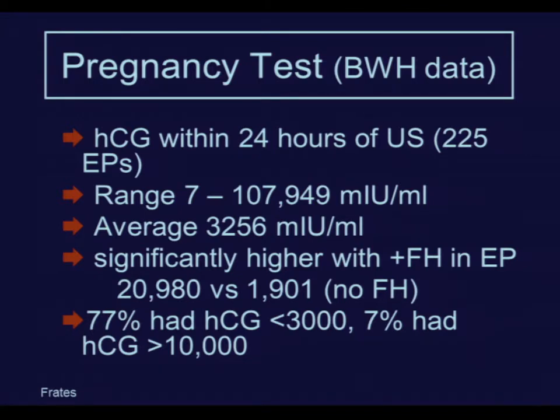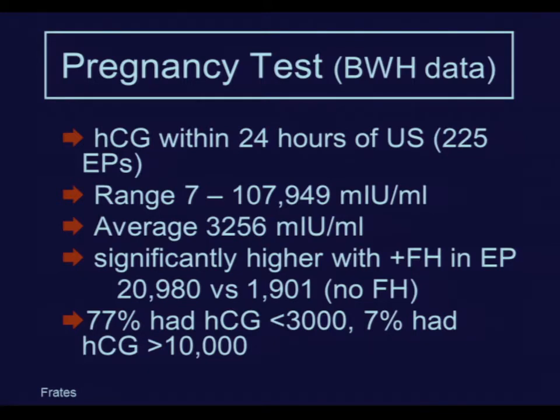In these patients, the range of HCG levels went from 7 to a high of 107,949. The average HCG level in our patient population with ectopic pregnancy was 3,256. We also noted that the HCG was significantly higher in patients who had positive cardiac activity in the ectopic pregnancy as compared to patients with no heartbeat seen in the ectopic, with a number of almost 21,000 in the patients with a heartbeat versus less than 2,000 in patients with no FH.